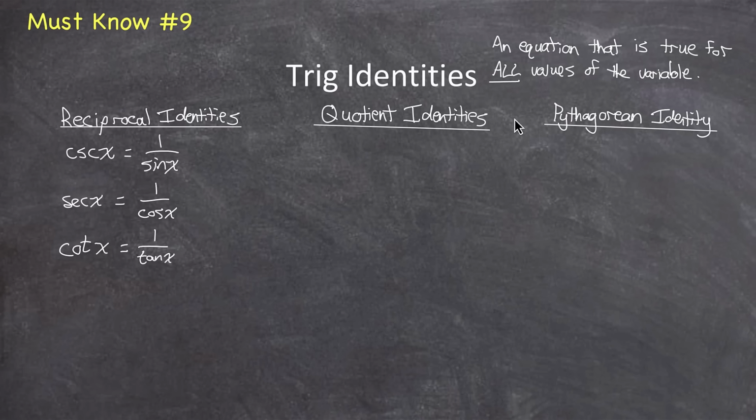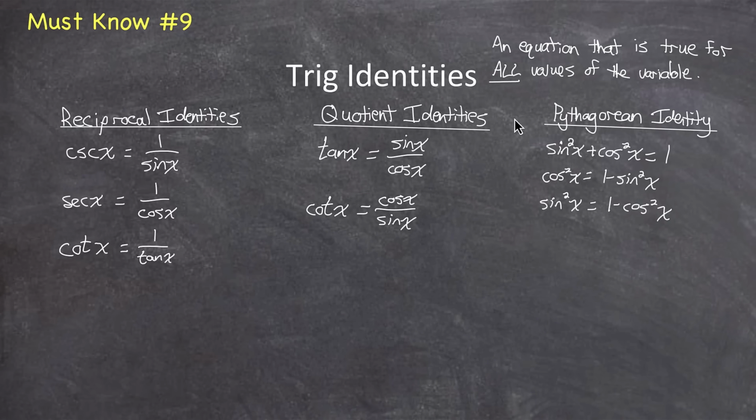The quotient identities tell us that tan x is equal to the quotient of sine x and cos x. And since cotangent is the reciprocal of tangent, that must mean that cotangent is the reciprocal of sine over cos, which is cos over sine. And the Pythagorean identity is that sine squared of x plus cos squared of x equals 1. And there are common ways to rearrange that.